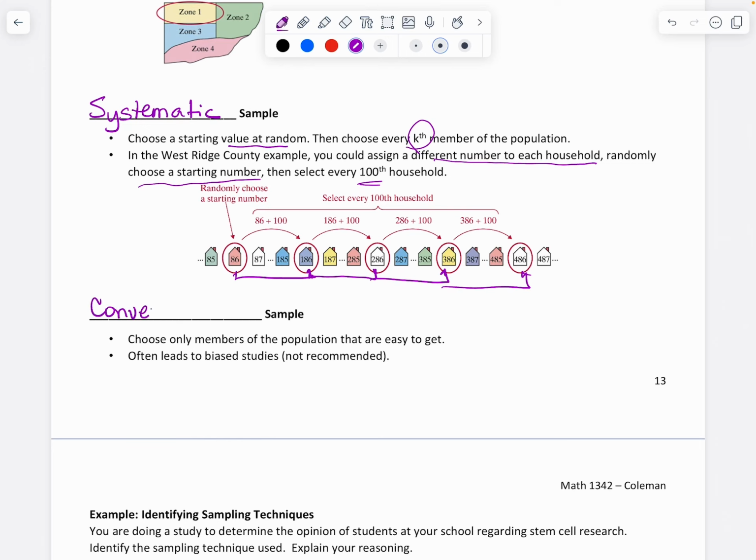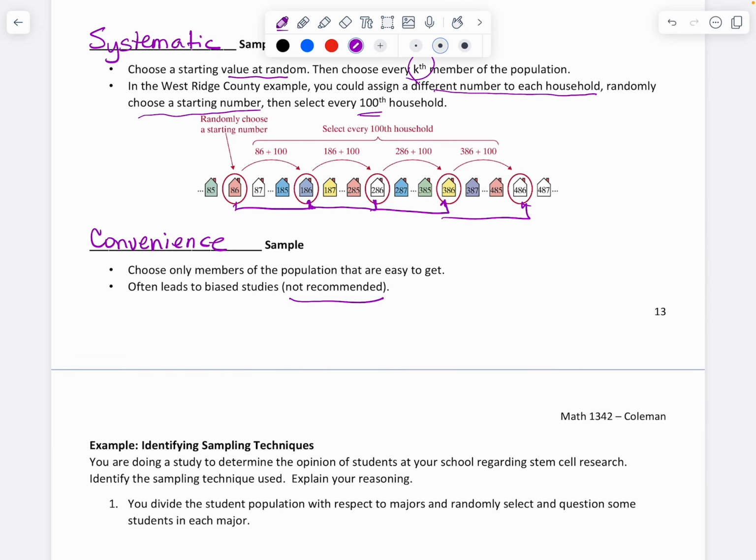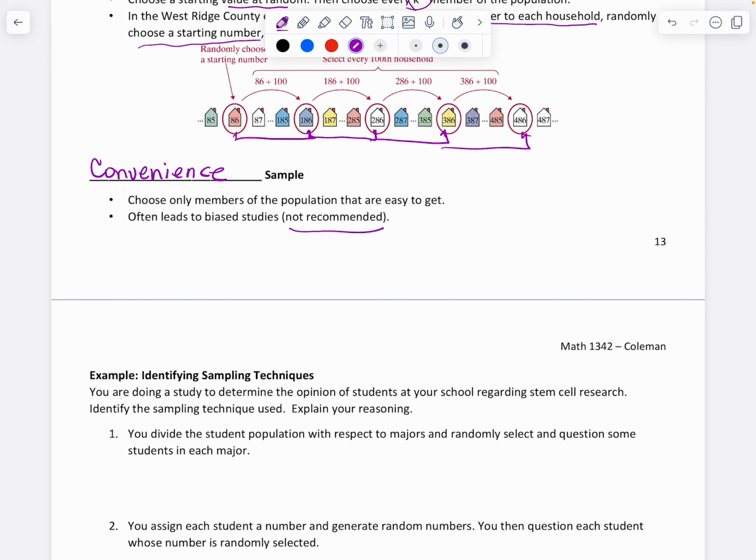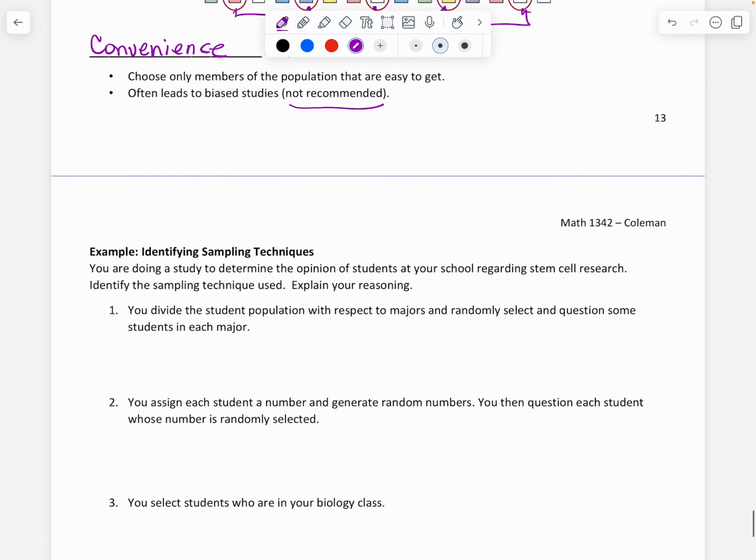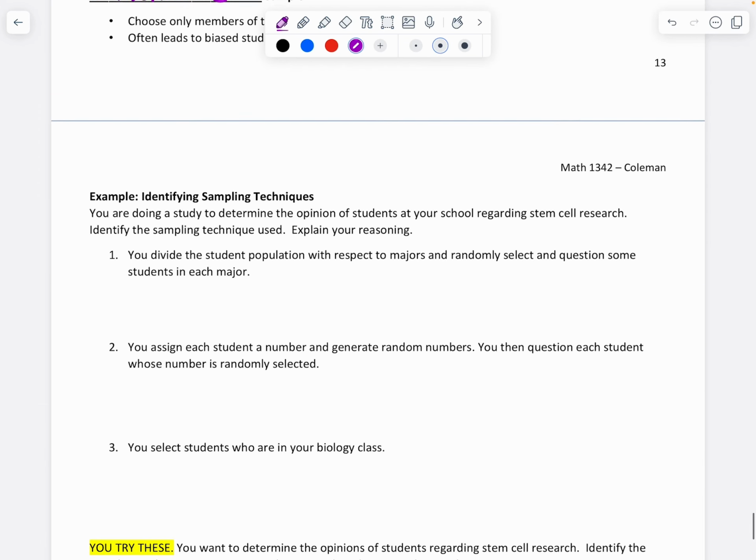And then the last one is the one that we want to use as infrequently as we can. It is not recommended, and that's to choose members of the population that are just easy to get. This is often what they pick for polling places. They're going to pick the first people who cast their vote. It is not recommended, but it sure is convenient. And so therefore, some of the results will not be what you expect them to be. Okay, so let's try some examples.